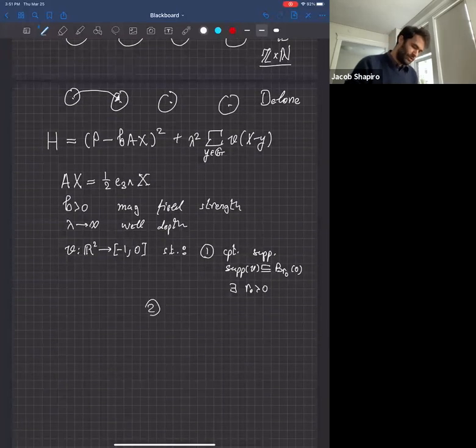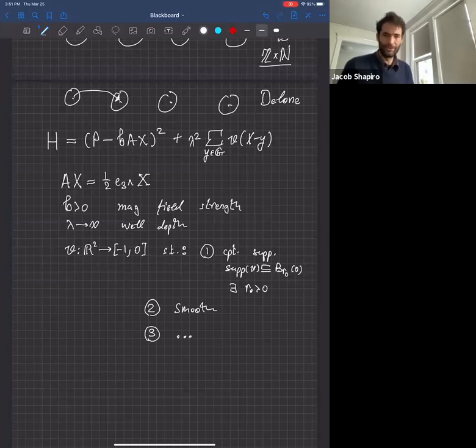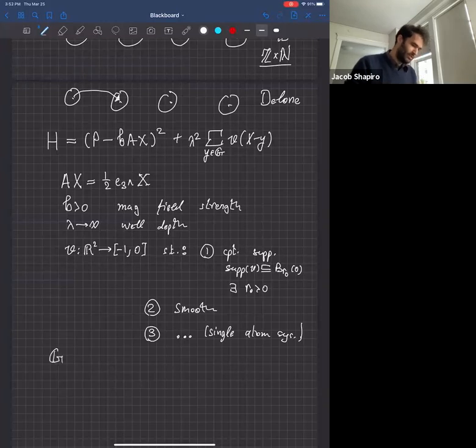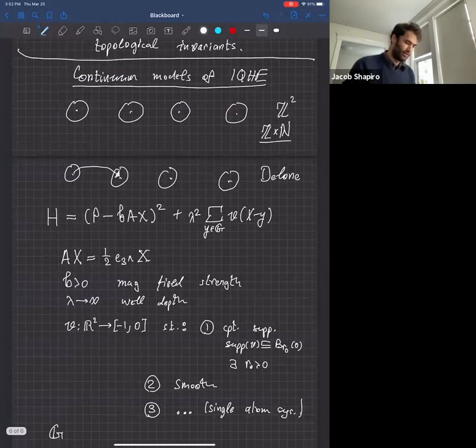The second one is that it's smooth. That will help. And the third one, I will stipulate this condition in a minute. But there is a third condition. It relates to the single atom Hamiltonian. All right. And then G is my lattice, the set of centers of these atoms.